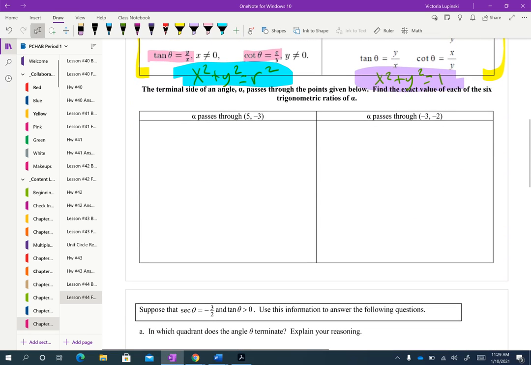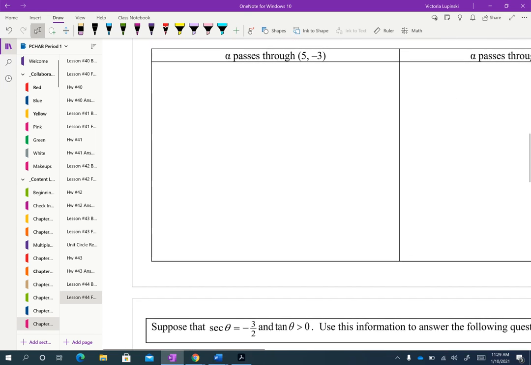Well, let's take a look here. The terminal side of an angle, and that little a there is called an alpha, again, just another variable they tend to use for trig, passes through the points given below. Find the exact value of each of the 6 trig ratios. So alpha passes through the point 5, negative 3. The fact that it's the point 5, negative 3 means that this is a quadrant 4 situation, since that's the only place where you can have a positive x and a negative y.